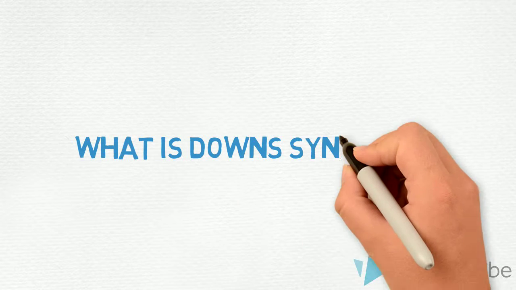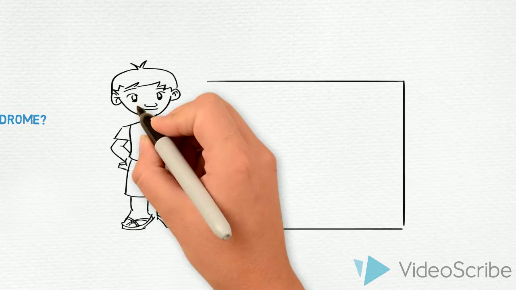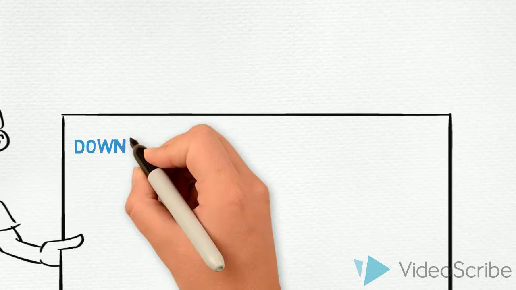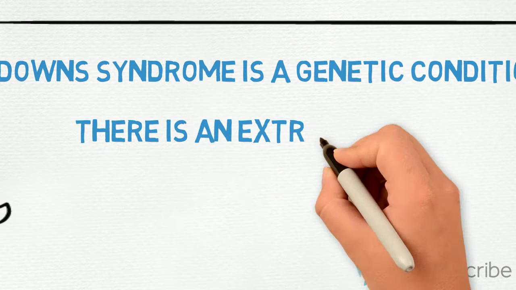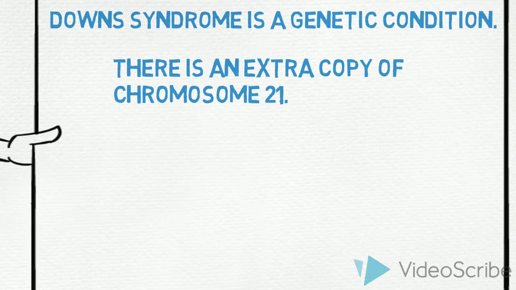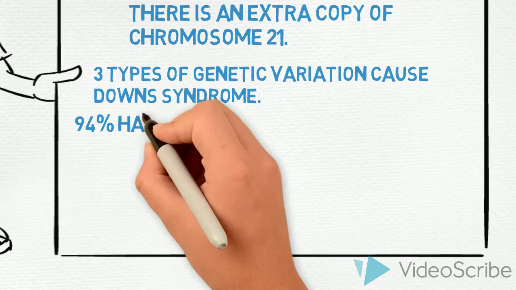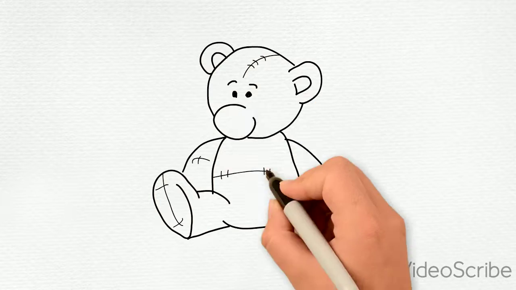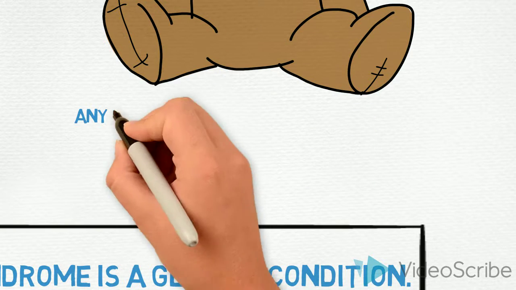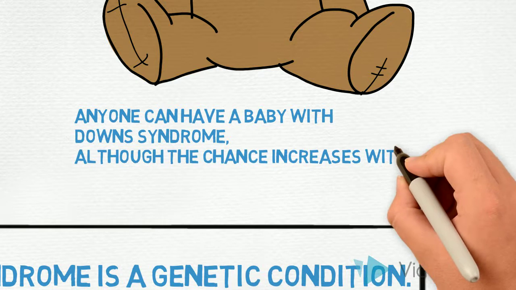What is Down syndrome? Down syndrome is a genetic condition where there is an extra copy of chromosome 21. There are three types of genetic variation that cause Down syndrome. 94% have trisomy 21, where all the cells have the extra chromosome. Anybody can have a baby with Down syndrome, although the chance increases with the mother's age.